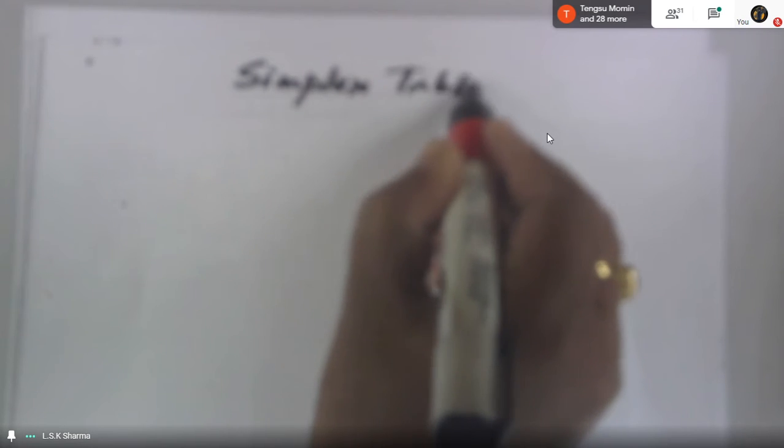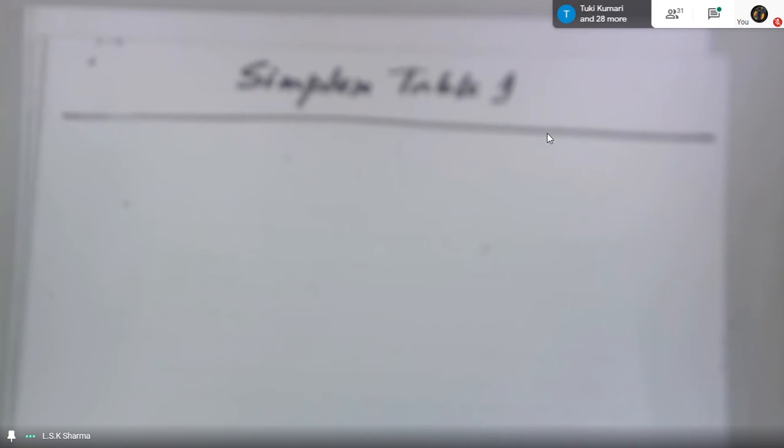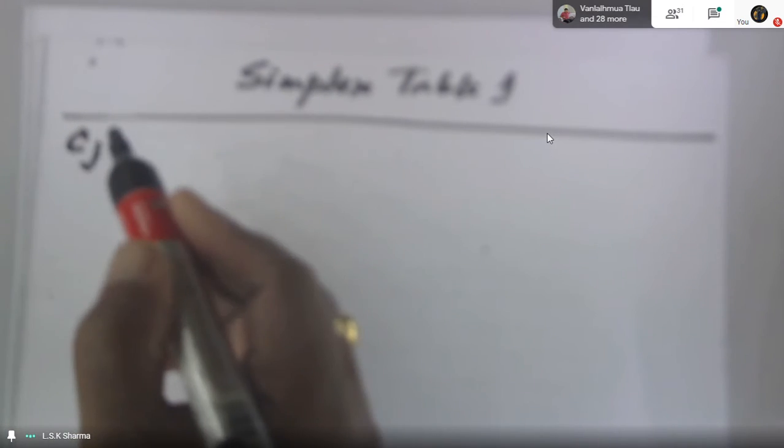I think you guys also should draw this table. This is very, very important. The first thing, this is called simplex table 1, and you draw a line across out here. Then after this, in the corner on the left hand side, you write CJ. CJ is the contribution per jth number.